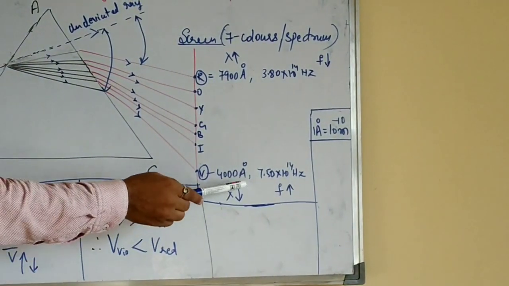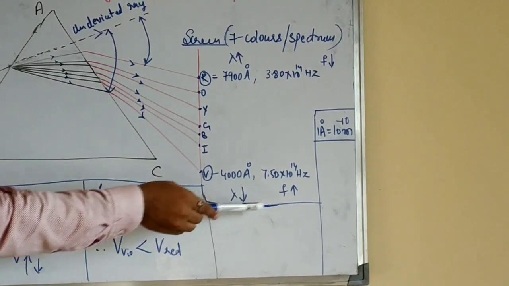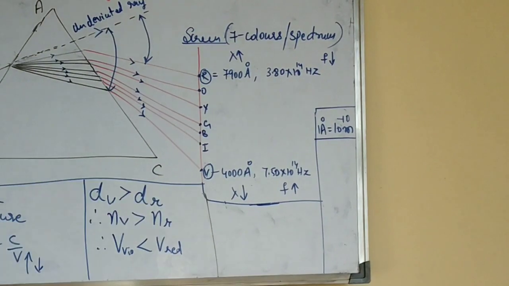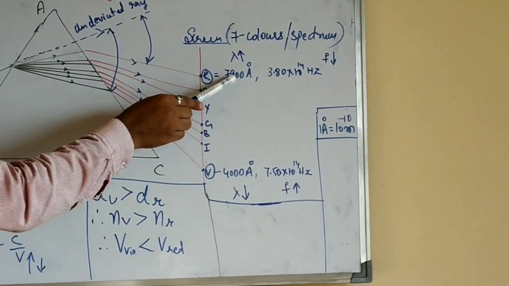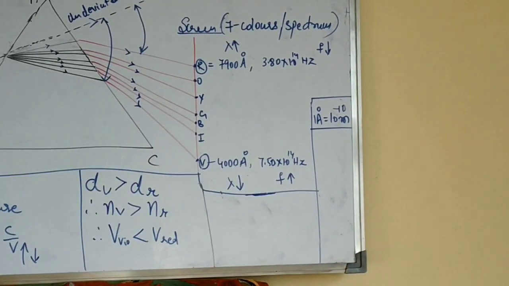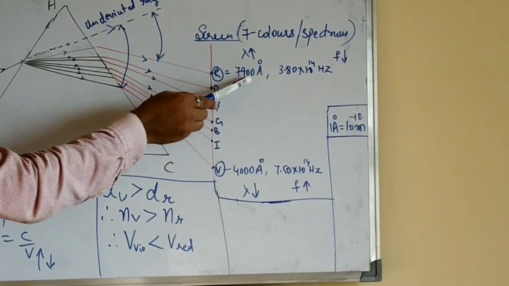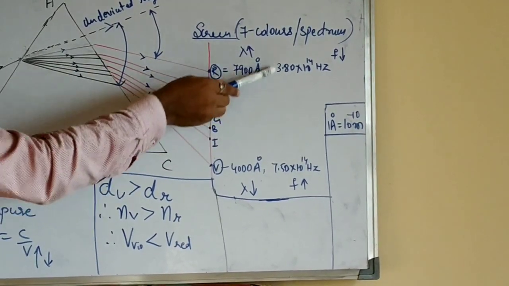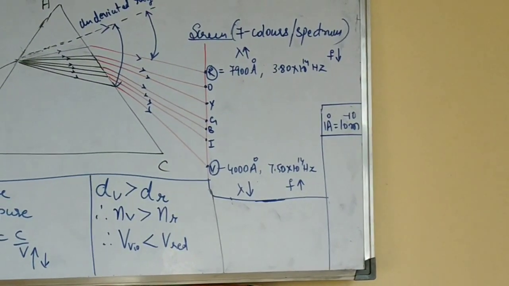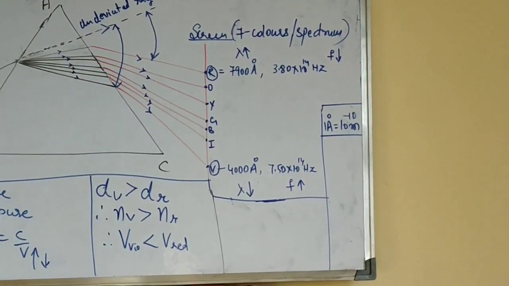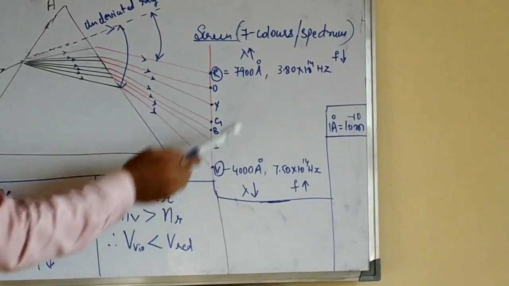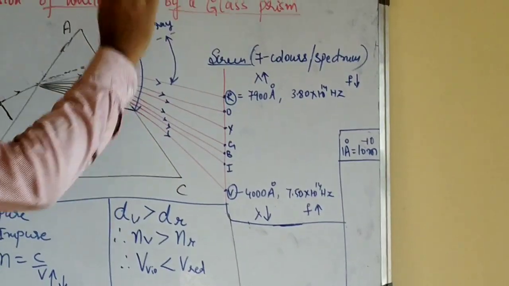You can see here, lesser the wavelength, greater the frequency. Now see here, lesser the wavelength, greater the frequency for violet. For red color, see these 2 numbers: greater the wavelength, lesser the frequency, which means wavelength and frequency are inversely proportional. So I repeat, lesser the wavelength, greater the frequency; greater the wavelength, lesser the frequency.